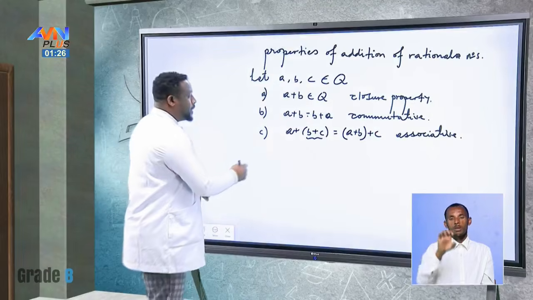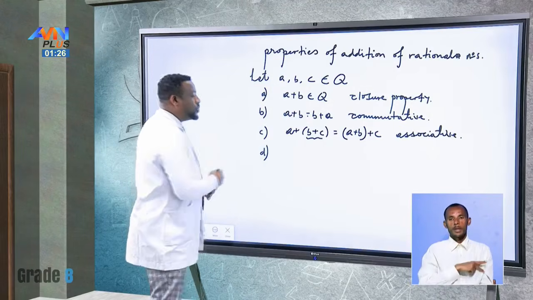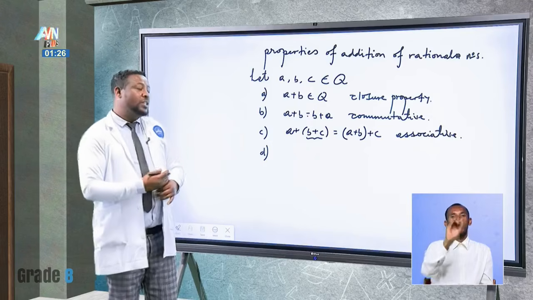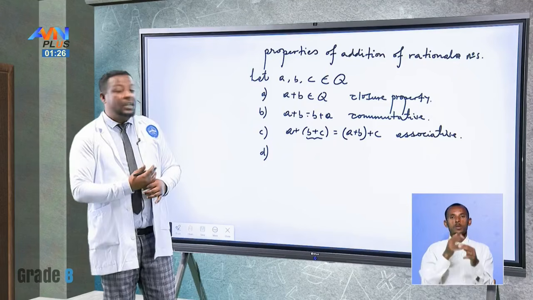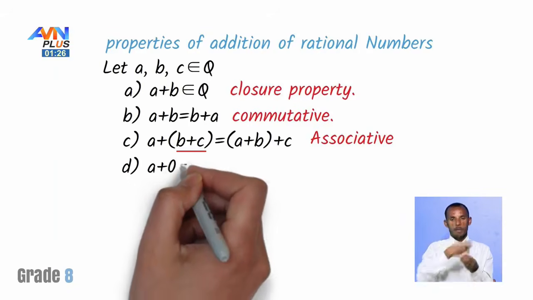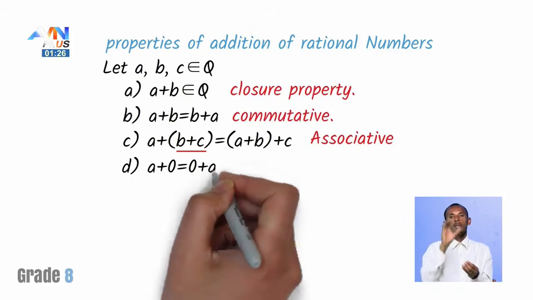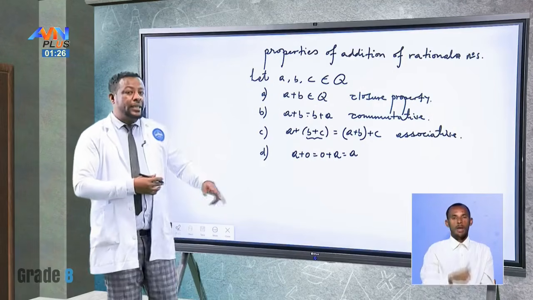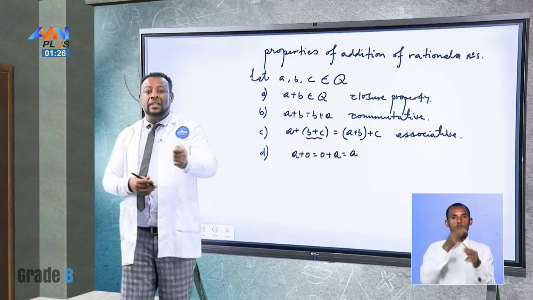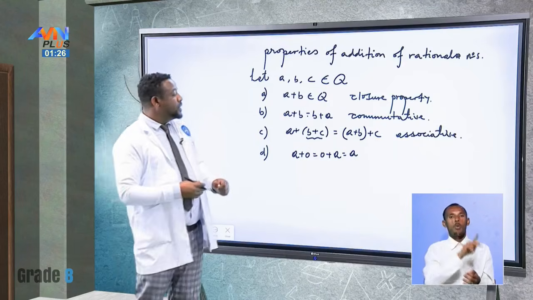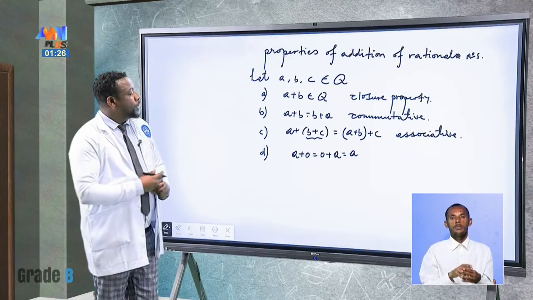The fourth property in addition is the zero property, which is called additive identity. A plus 0 and 0 plus A are the same. Its result is A itself. In this case, 0 is called additive identity, or we call it zero property. This is the fourth property.